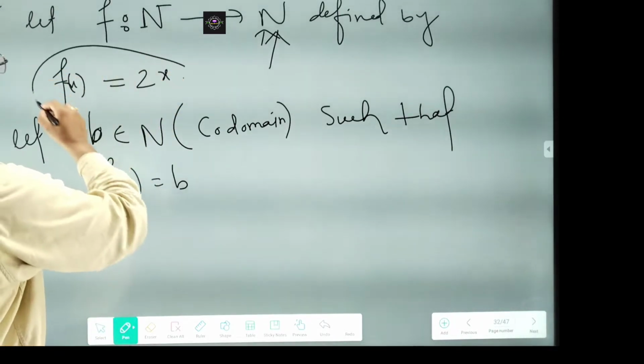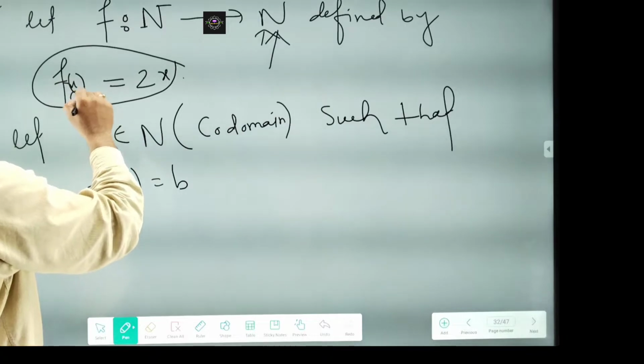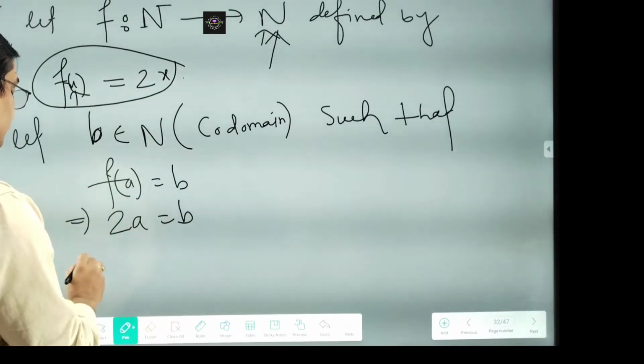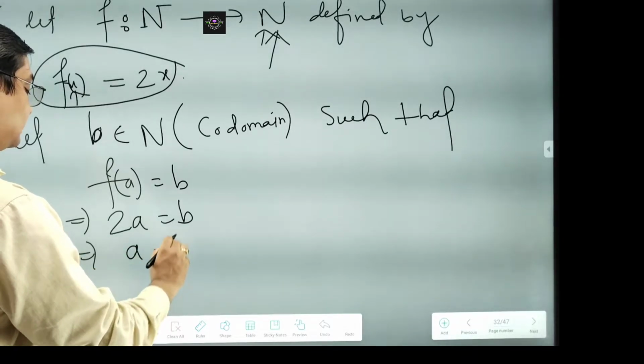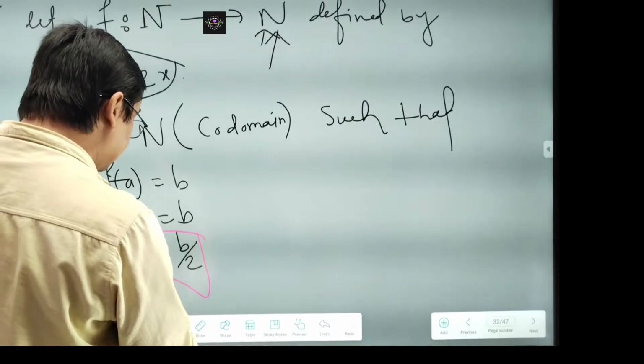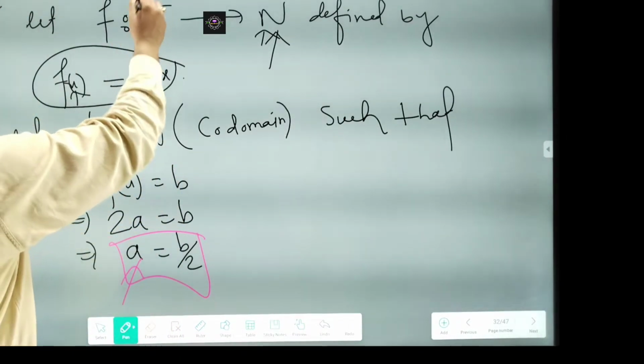So you use the definition of function. Giving x, what does it give? Twice x. So this will be twice of a equals b. So from this, what will be a? This will be b by 2. Now you check whether this a is in the first set or not.